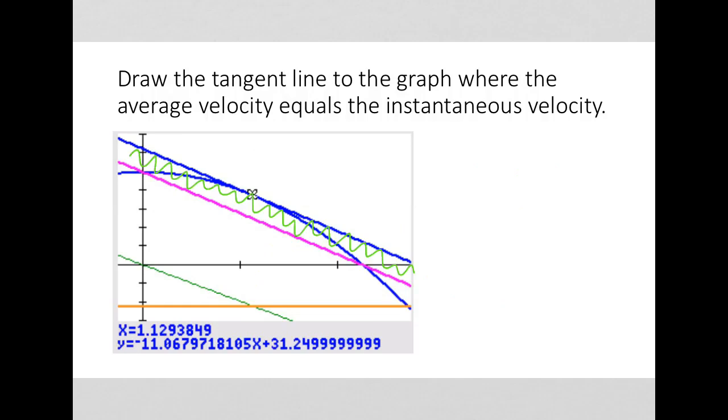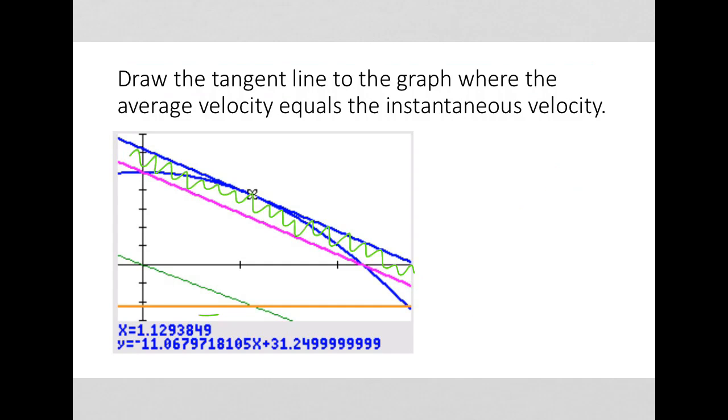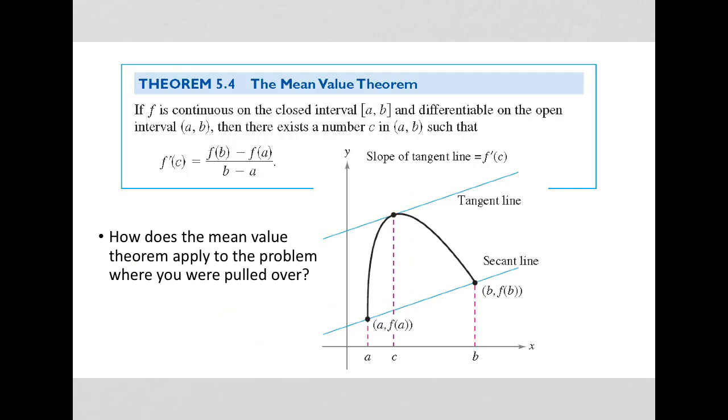Pretty cool. So if you connect this last bit to the problem you did the other day with the police officer pulling you over, well, you were essentially doing this. You were using the mean value theorem. Mean value theorem says if your function is continuous on a closed interval and it's differentiable, then there is a number c, aka a number, 1.129 that we found, where the value of the derivative will be equal to the value of that average slope, the slope of the secant line.